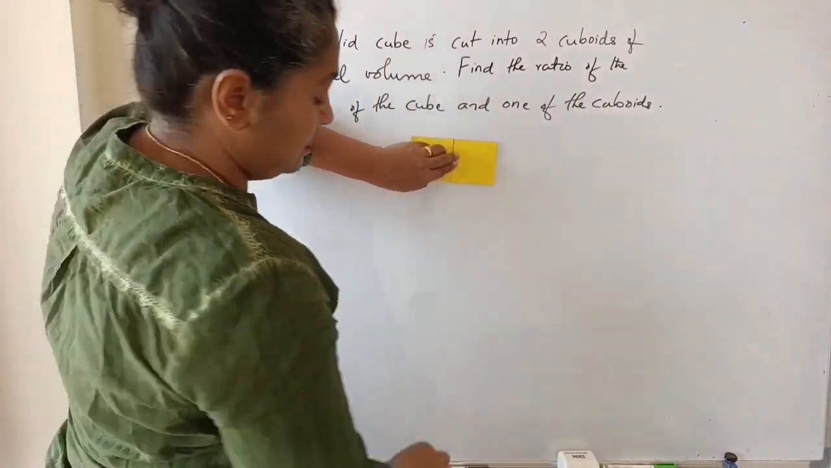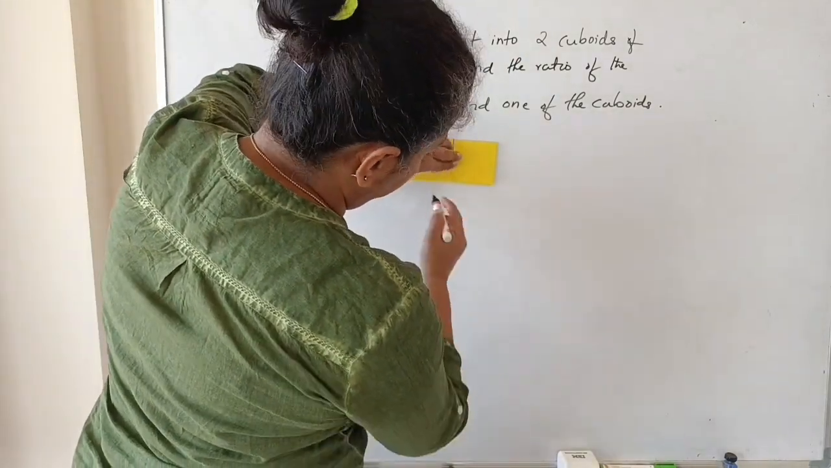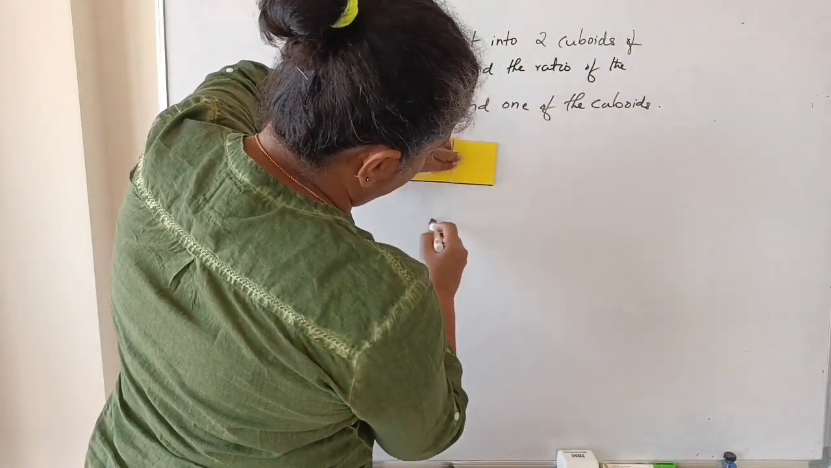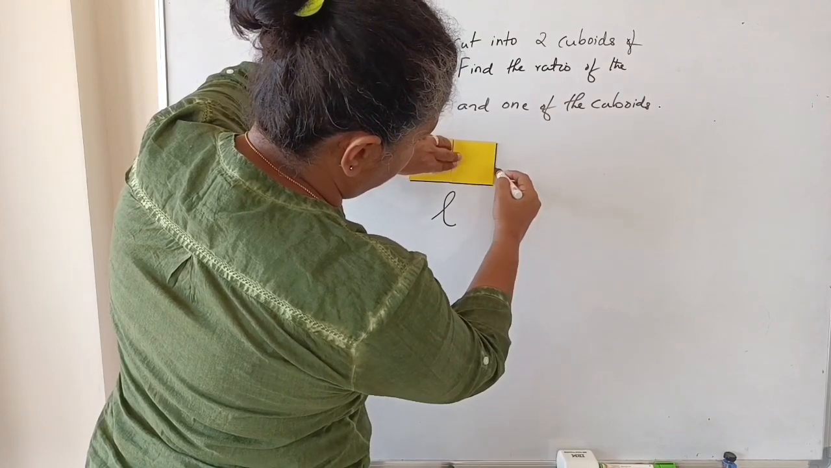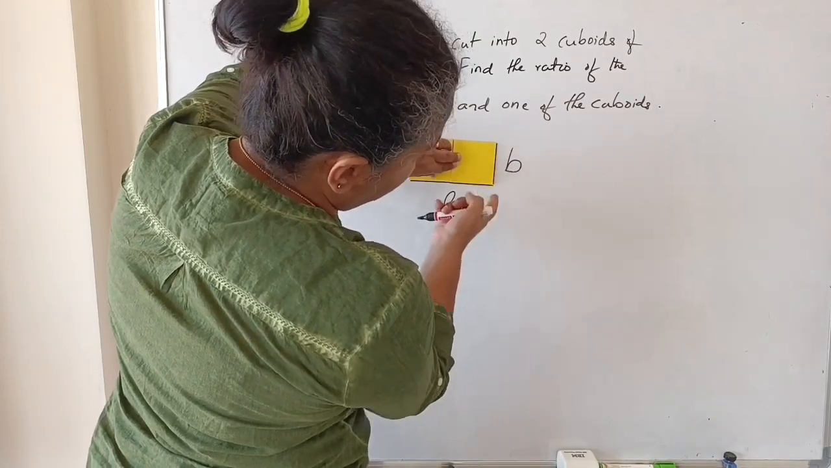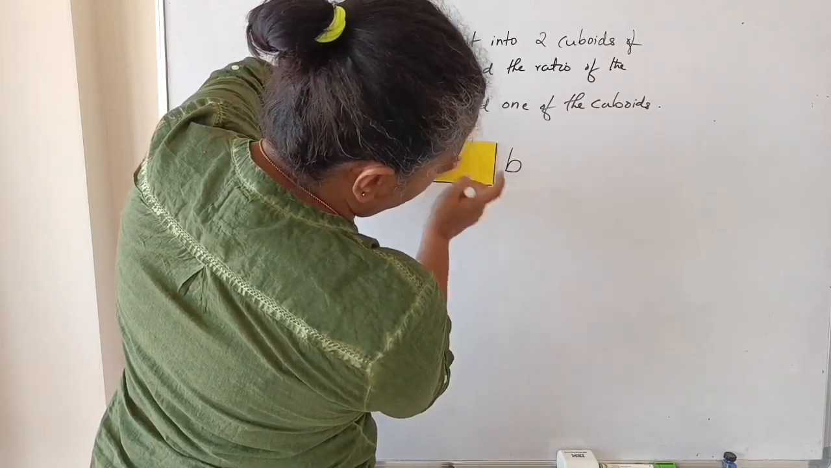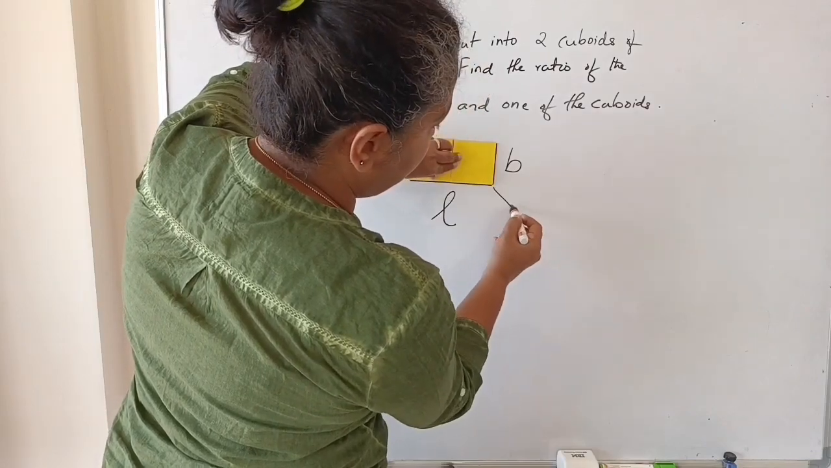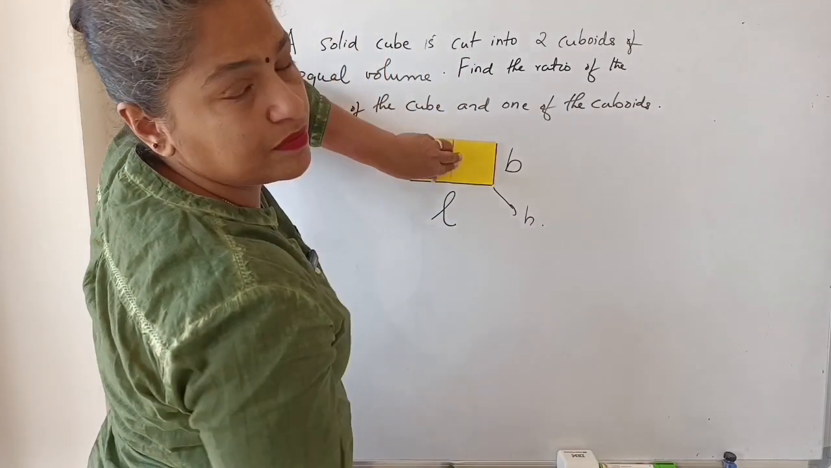This is a cuboid. This is the length of the cuboid. This is the breadth of the cuboid. And here you can see this post-it, there is a depth. Okay, so here I have the H.